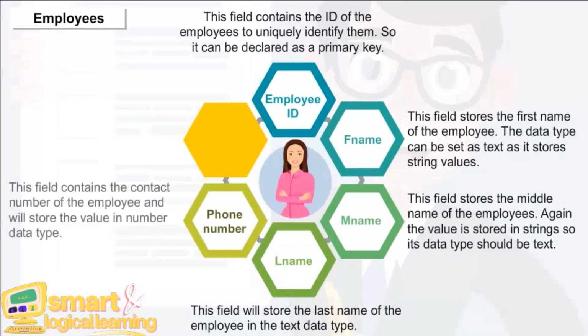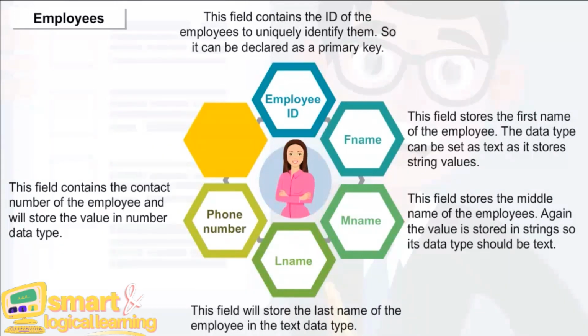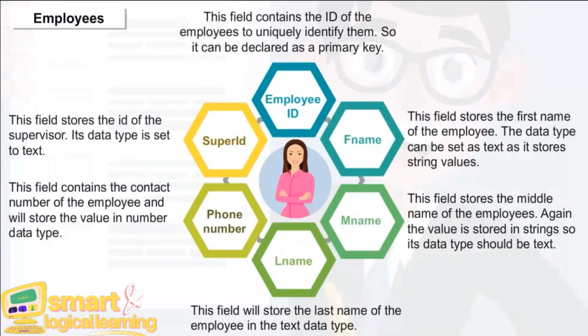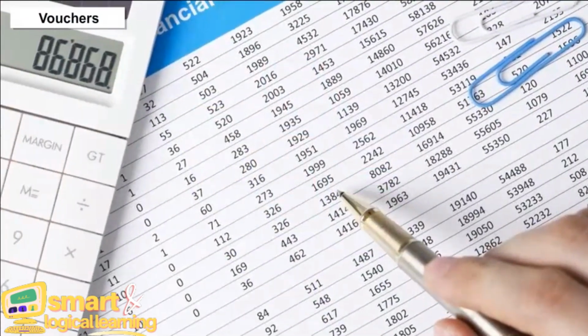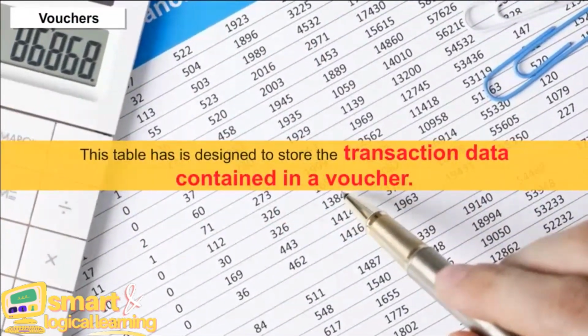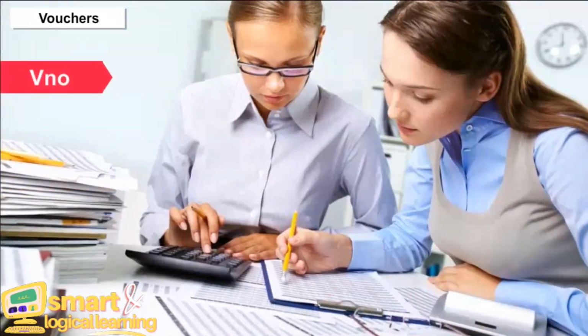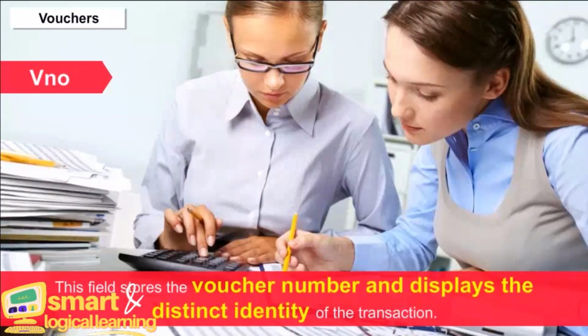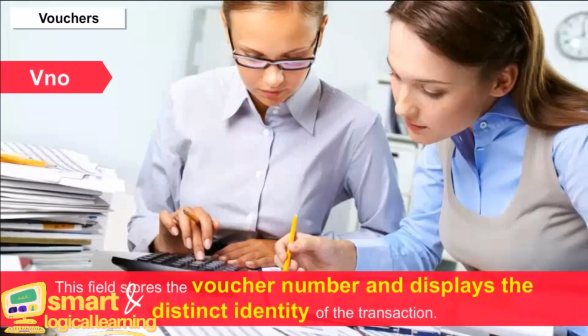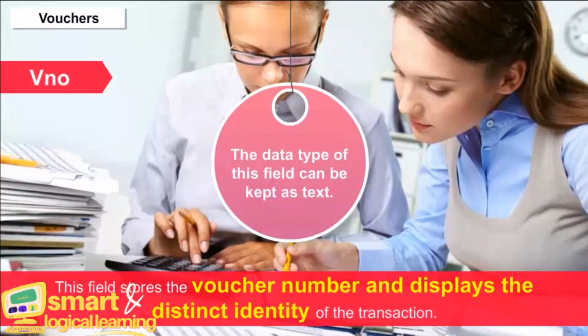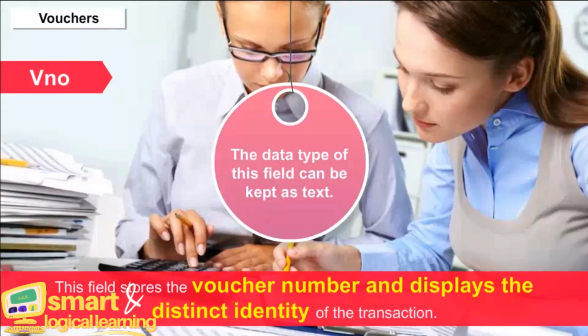Phone number. This field contains the contact number of the employee and will store the value in number data type. Super ID. This field stores the ID of the supervisor. Its data type is set to text. D. Vouchers. This table is designed to store the transaction data contained in a voucher. V number. This field stores the voucher number and displays the distinct identity of the transaction. The data type of this field can be kept as text.